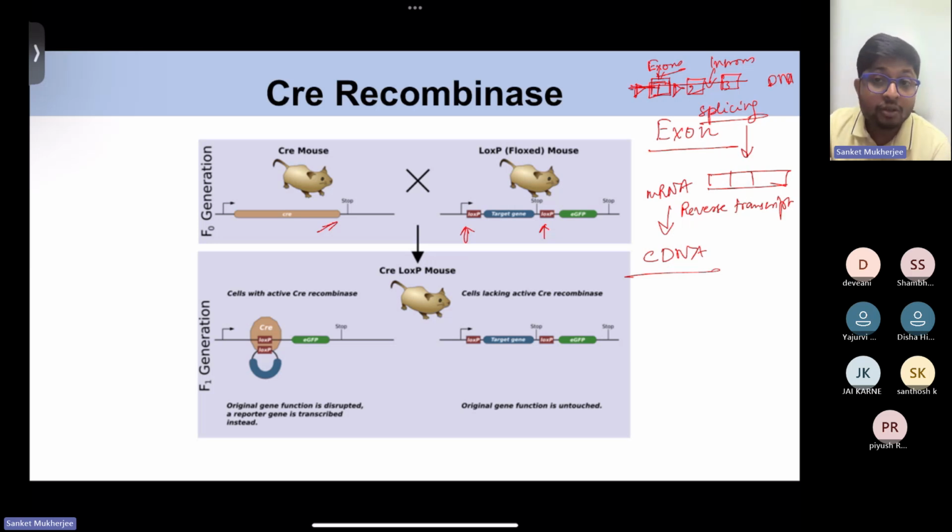When you have this on either end, we say that this exon is floxed. This term comes from the LOXP term. Now, once the Cre recombinase is secreted, this LOXP site will be removed, ideally. So it will be excised.